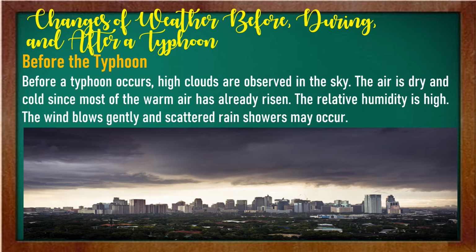We have changes of weather before, during, and after a typhoon. Before a typhoon occurs, high clouds are observed in the sky. The air is dry and cold since most of the warm air has already risen. The relative humidity is high. The wind blows gently and scattered rain showers may occur.